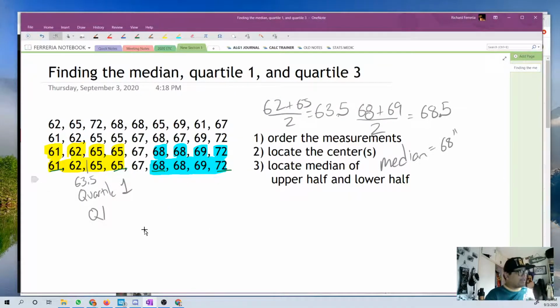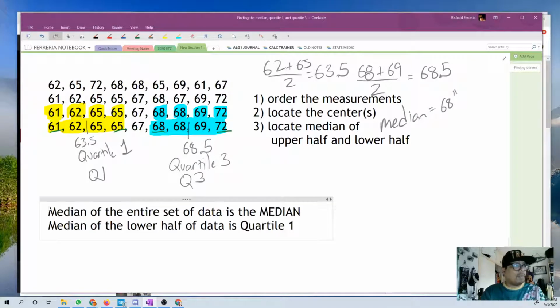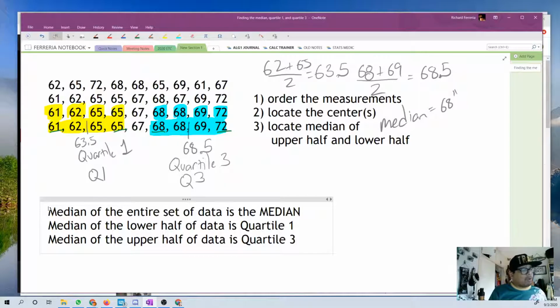Graphically, you would know that 63.5 is in between 62 and 65, and we call that quartile 1, or the Q1 score. Likewise, 68.5 we call quartile 3, or Q3. So now, if we define this, the median of the entire set of data is the median. The median of the lower half of the data, we call quartile 1. And the median of the upper half of the data, we call quartile 3.